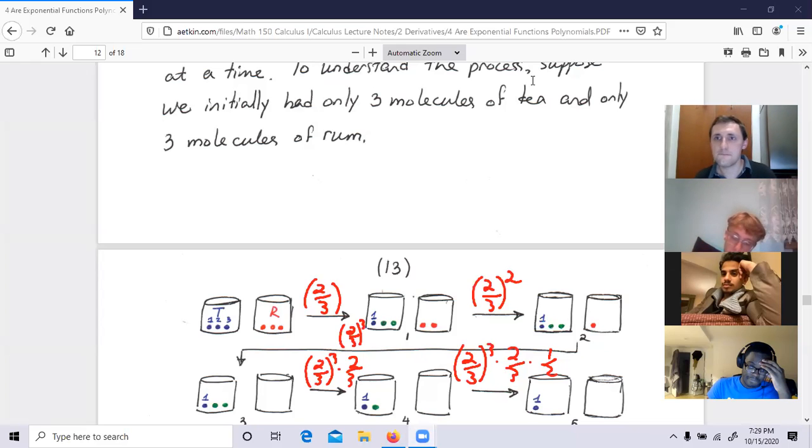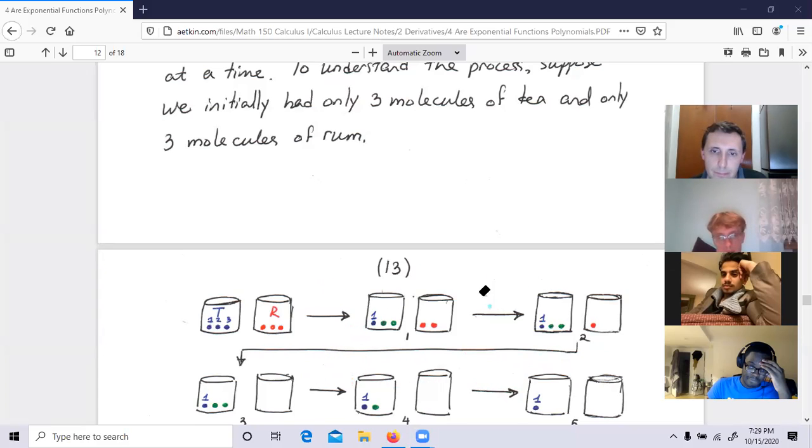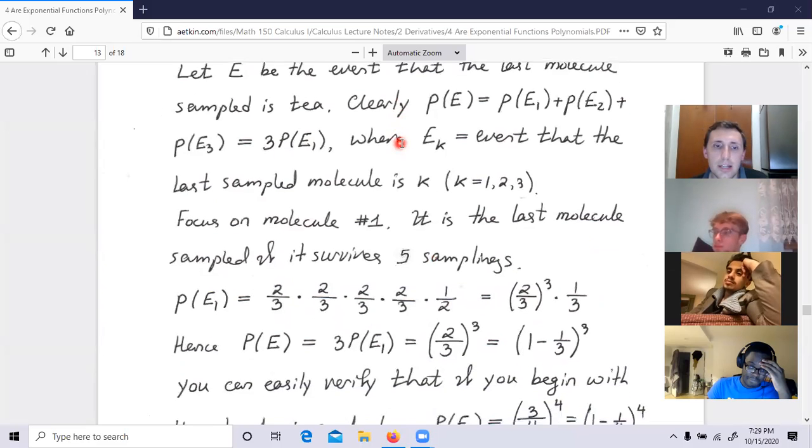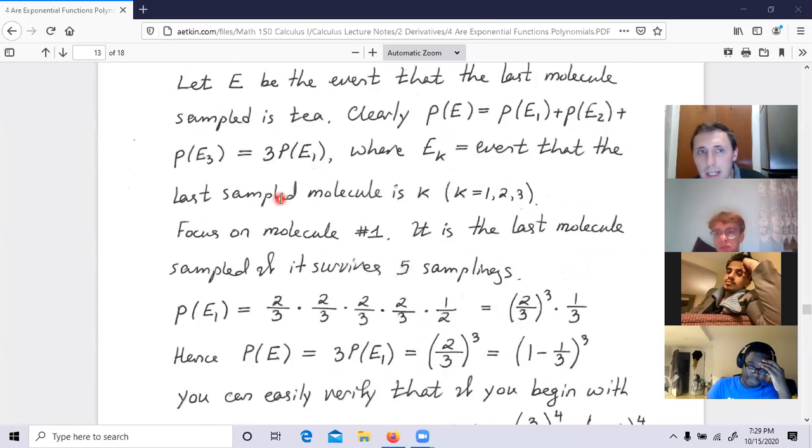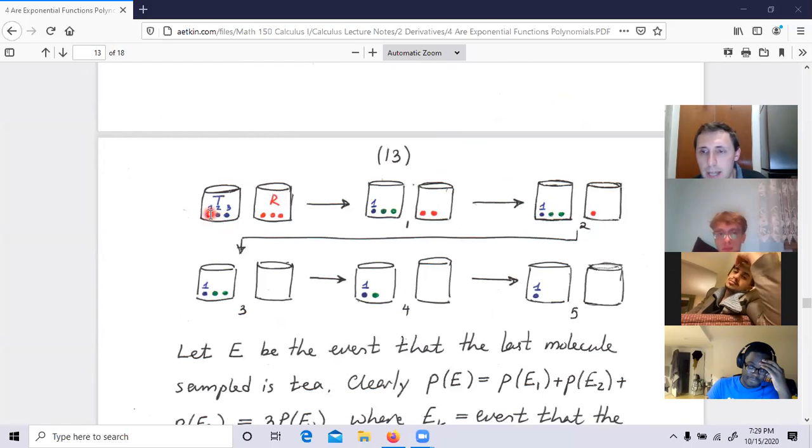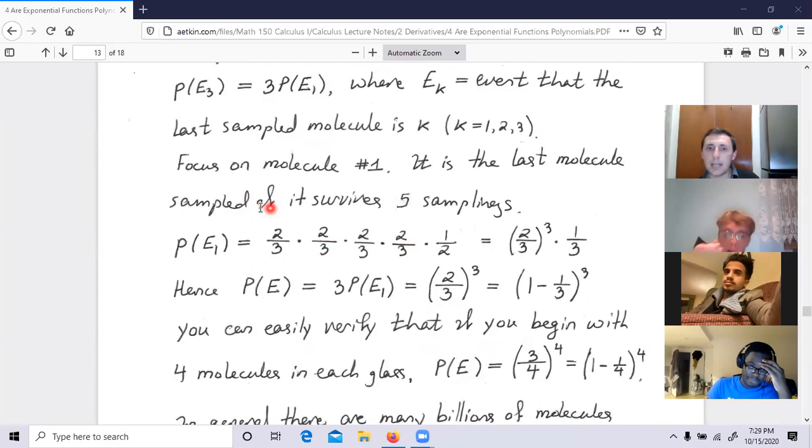Good. So altogether, that's the probability that molecule 1 survives. It is here, guys, right? But the probability that the last molecule sampled is that of T is either molecule 1 that's last, or 2 or 3, and it's mutually exclusive. If 1 is the last molecule, it couldn't be 2, right? So that means it's times 3.